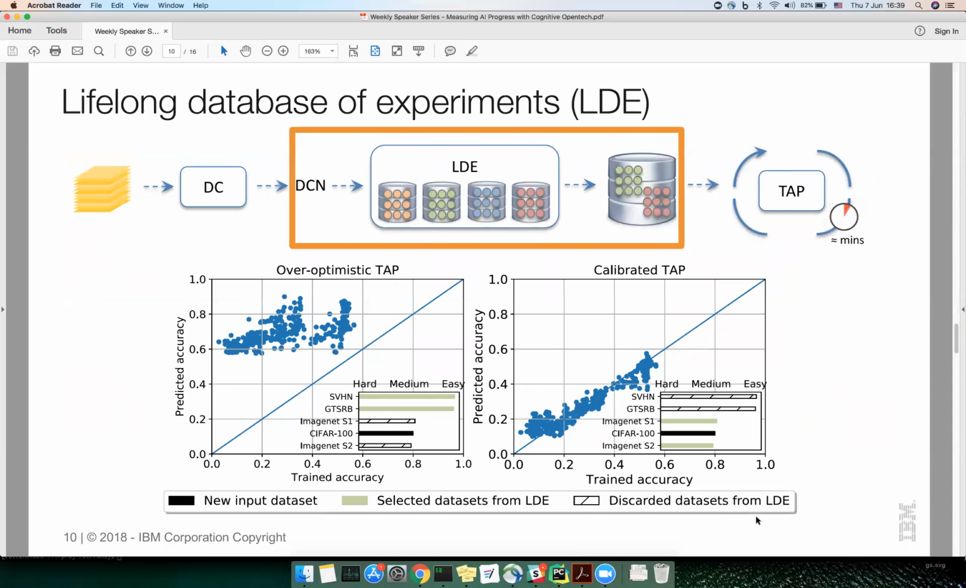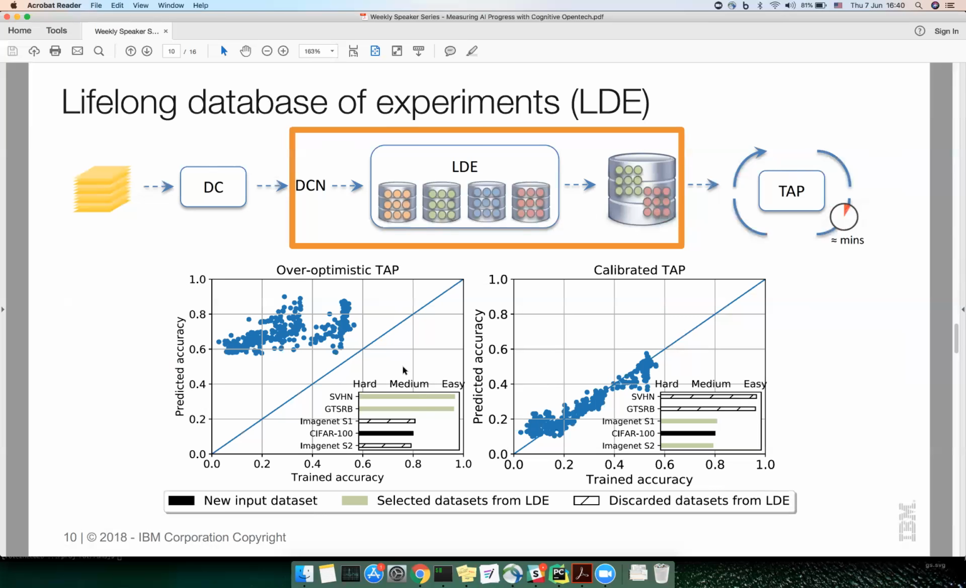Now, why is this important? Like I said before, after we collect this dataset characterization number, we filter our lifelong database of experiments to take only datasets that are similar in difficulty. Now, below, we see why this is important.